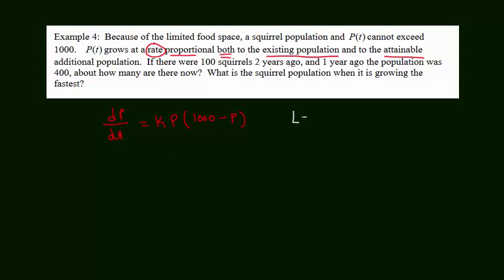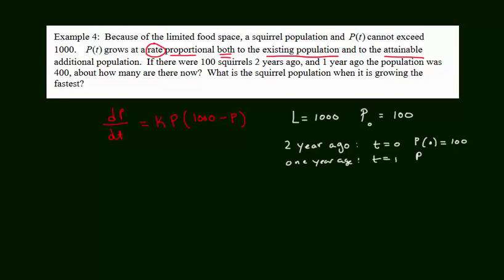The limit is 1,000, can't exceed 1,000. The initial population is, we're going to call that 100. So what I've decided to do is go back far in time, as far as I have data, 2 years ago, and I'm going to let 2 years ago be t equals 0, and the population at t equals 0 is 100. So that means 1 year ago we have t equals 1, and the population 1 year ago is 400.